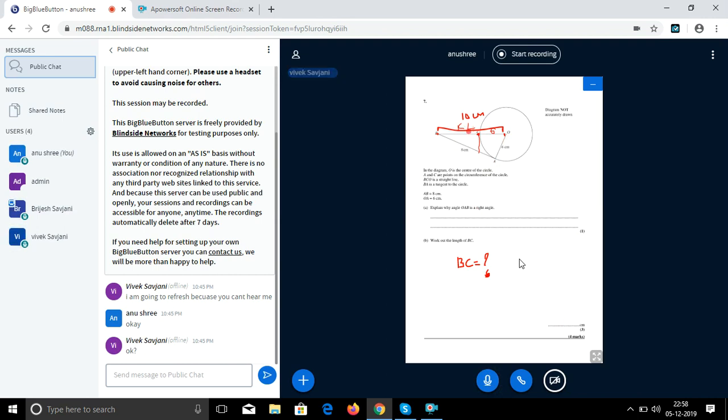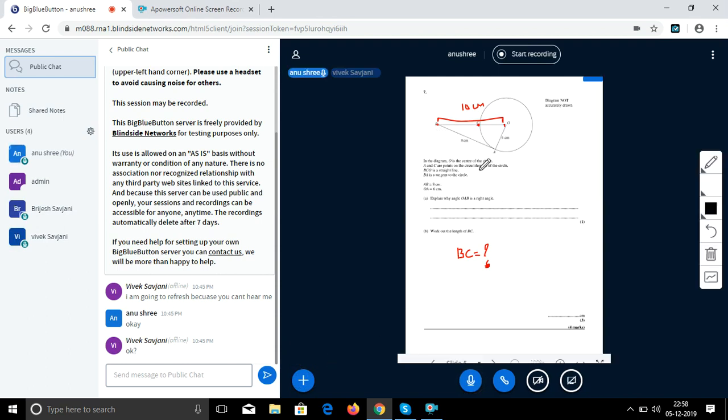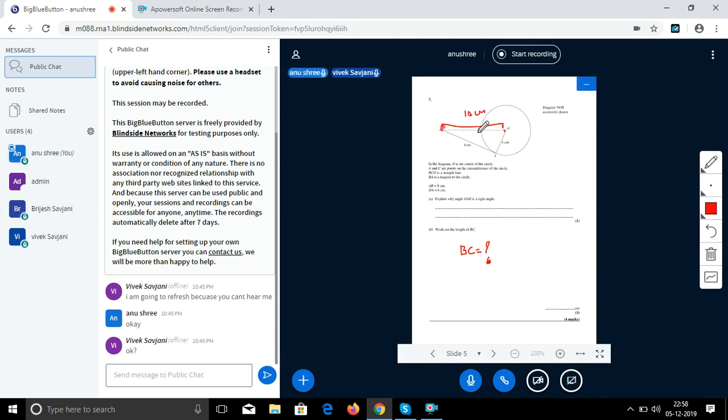BC, I already said was 10. It's BO is 10. This whole BC would be, I'm not sure how you'd get that. So, would you work out the length of BO? Wait, would it be 4? Yes. The whole BO is 10. OC is 6. So BC is 10 minus 6. That is 4 centimeters. Yeah.